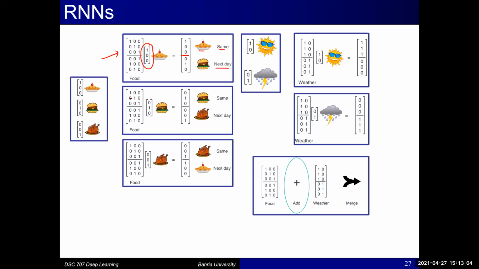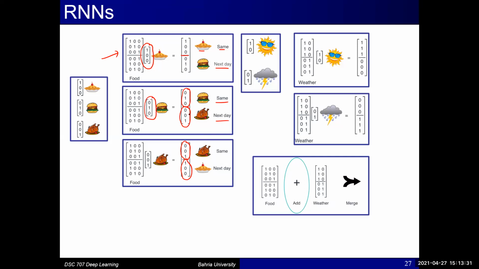If I multiply the same matrix with this dish, you see the first three values are suggesting me to keep the same dish, and the next three values are suggesting me to pick the next dish. And same is true here. Same, next. Okay, so it means that the food matrix has given you two options: either keep the same thing or pick the next thing. This is what we wanted.